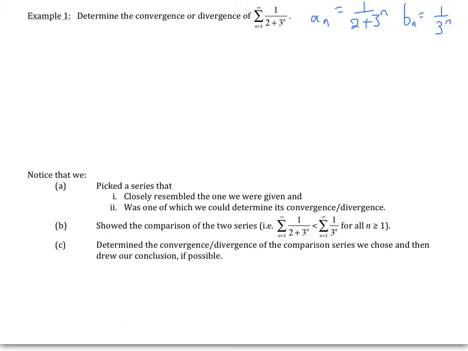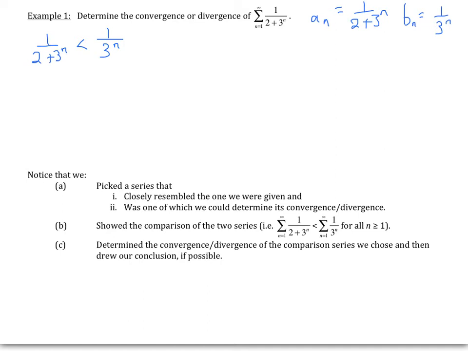Okay, so the first thing I want to show is the inequality between these two series. And what I know is that 1 over 2 plus 3 to the n is going to be smaller than 1 over 3 to the n. How do I know that? I know that because 2 plus 3 to the n is bigger than 3 to the n, and since it's in the denominator of a fraction, then that fraction will be smaller. So I've got that. You do want to show that comparison. That is part of this test. Okay, so 1 over 2 plus 3 to the n is less than 1 over 3 to the n.